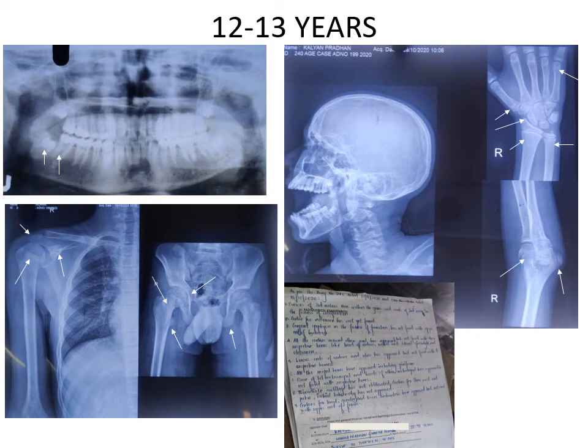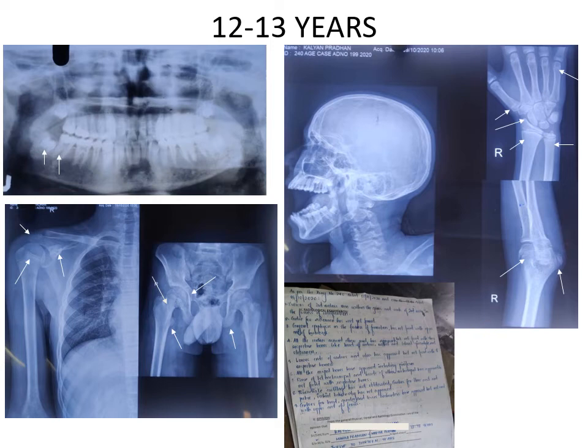Elbow joint, we find all the centers around elbow joint have appeared and are in the process of fusion. Lower ends of radius and ulna have appeared but not fused. All the carpal bones have appeared. Where is the pisiform? Pisiform also has appeared and it is clearly visualized. Base of the first metacarpal and heads of other metacarpals have appeared and started fusing but not complete.